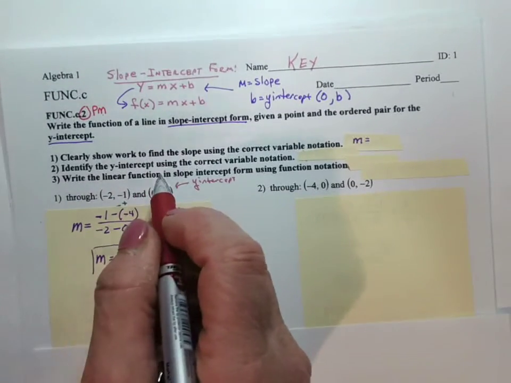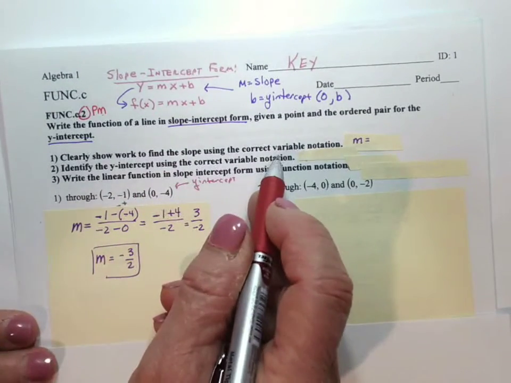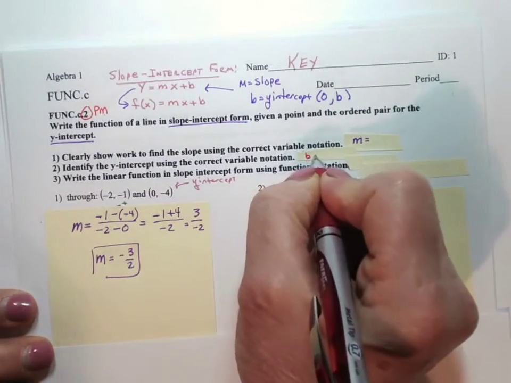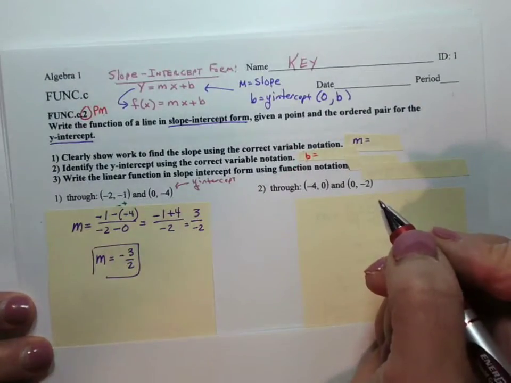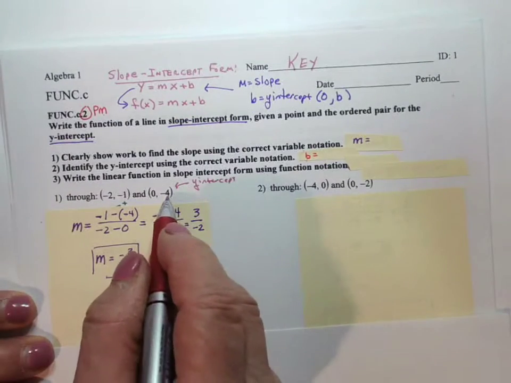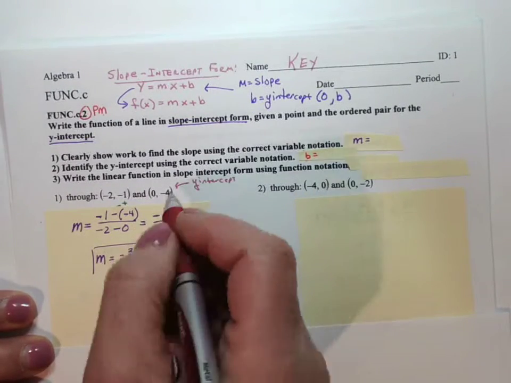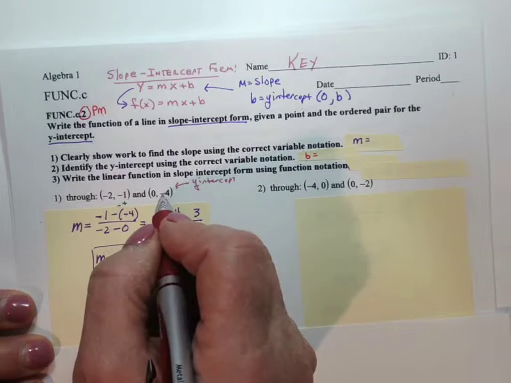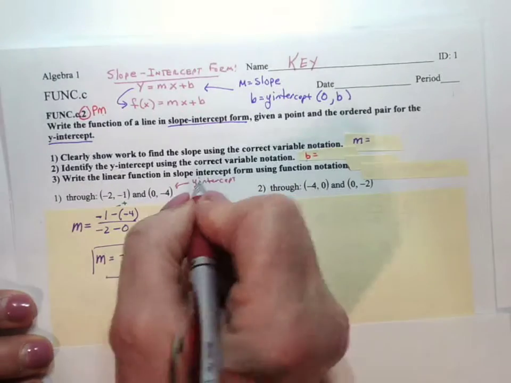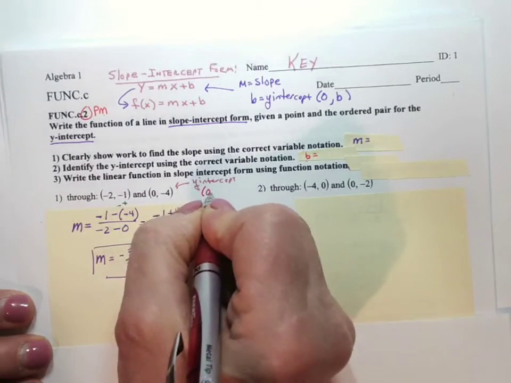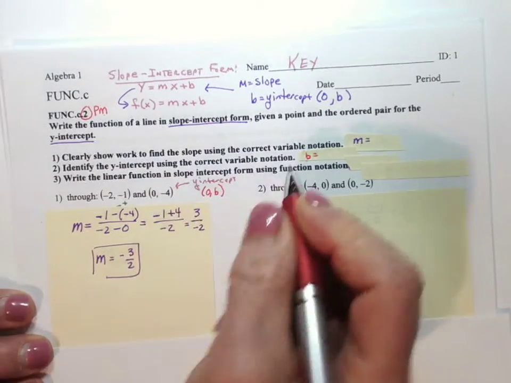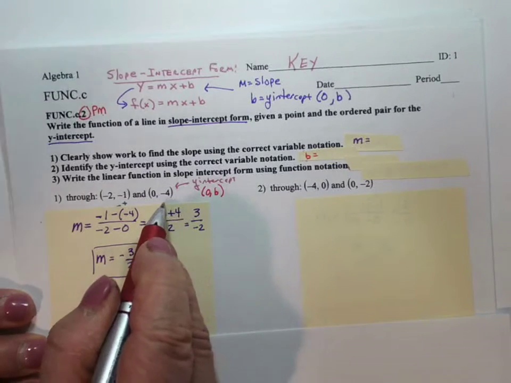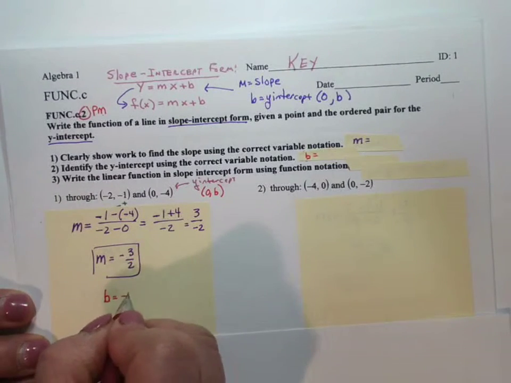Next, identify the y-intercept using the correct variable notation. So the correct variable notation for the y-intercept is b equals. And remember I told you that we're really happy because this is going to be easy to write this equation in y equals mx plus b, because the y-intercept is 0, b. So the y-intercept is simply -4.